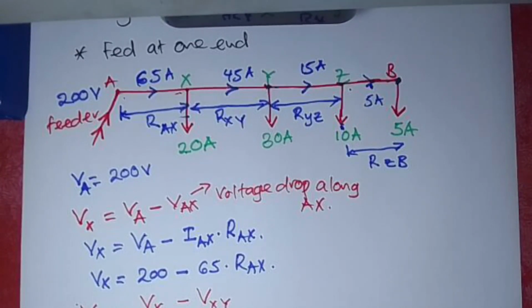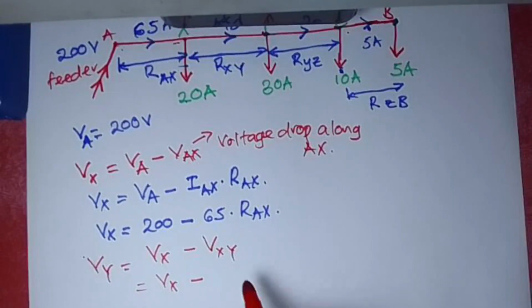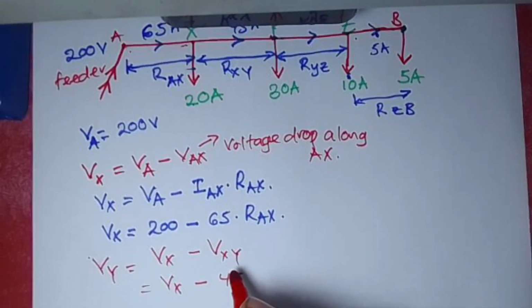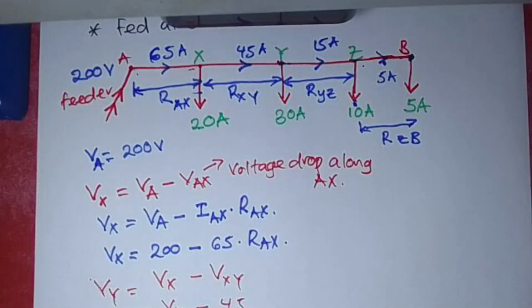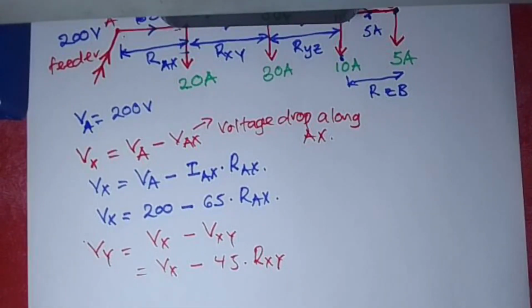This will be equal to Vx minus the current flowing through xy, which is 45. According to our expression, our current is 45, and then times the resistance around that point, which is Rxy. So similarly, you can keep on calculating for the entire section of the line, and you are able to get the voltages at all ends of the line along the entire length of the line.